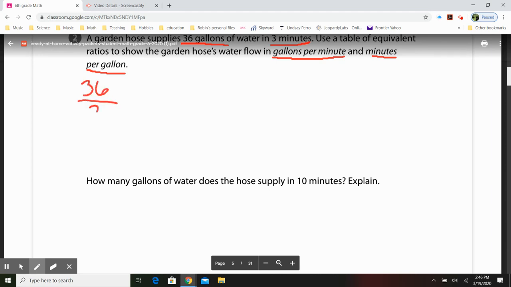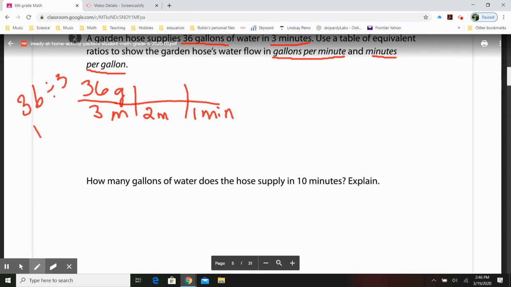So 36 gallons of water in 3 minutes. So we're going to write that first. 36 in 3. And what I did is I just put gallons and then minutes. And then I made a little chart here for 2 minutes and then 1 minute. And if you divide 36 by 3, let's do that off to the side. 36 divided by 3 would be 12, right? So we know 1 minute is going to be 12 gallons. And then 2 minutes is double that. So that's 24 gallons. And that's all that I did on that one.